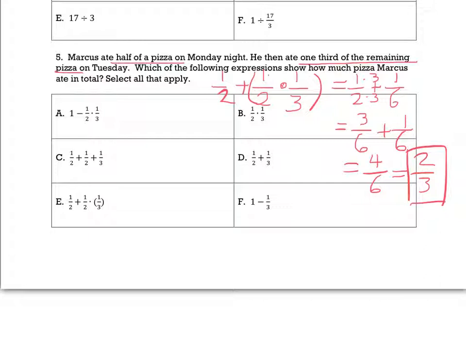And now, okay, you know the drill now. Just simplify each one of these and then figure out which ones would equal 2/3 and circle all of them. Okay, so that's that for this handout.